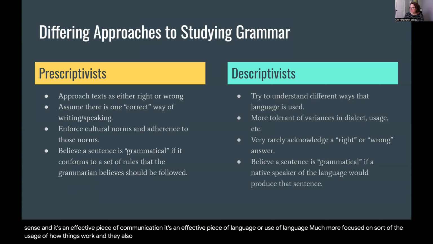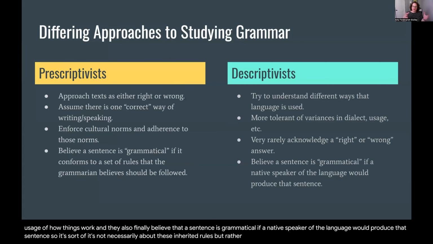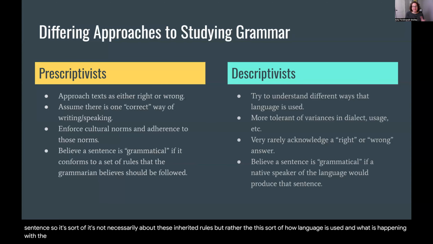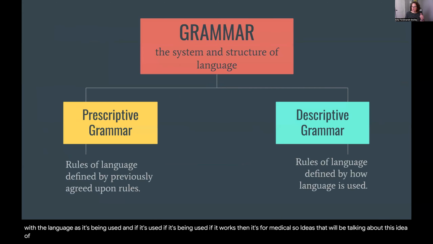They also finally believe that a sentence is grammatical if a native speaker of the language would produce that sentence. So it's not necessarily about these inherited rules, but rather how language is used and what is happening with the language as it's being used. And if it's being used, if it works, then it's grammatical. So these are the two ideas that we'll be talking about, this idea of prescriptive and descriptive grammar.